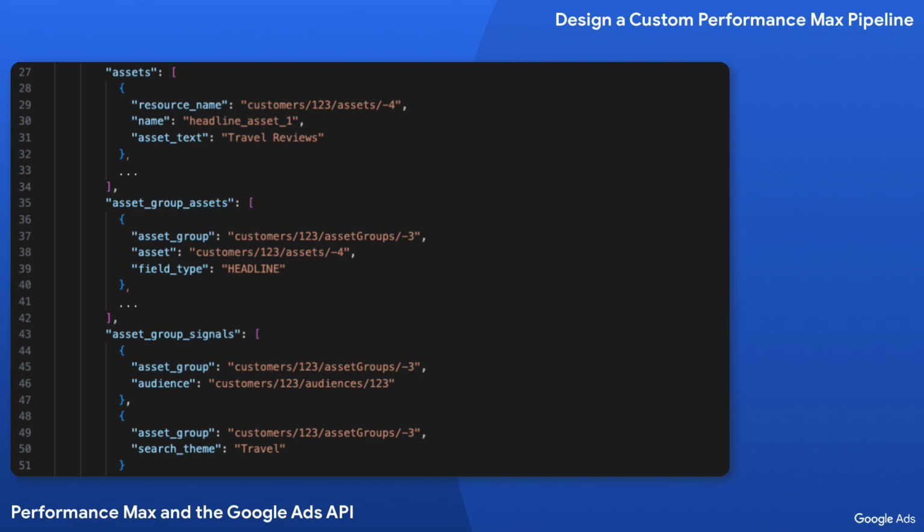As a reminder, you can't reference a resource before it's created. And in the context of a bulk mutate request, that means the referenced resource must come prior to the referencing resource in the operations list. In addition, you must list all of your asset group asset operations for a given asset group consecutively.